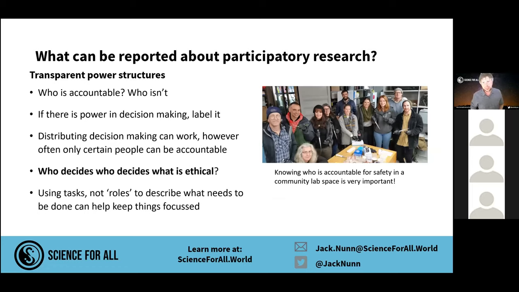Other things that can be reported about participatory research that's relevant to citizen science: who's accountable, who isn't. And if there is power in decision-making, for example, on redacting data, label it. Just say, this person makes this decision. And distributing decision-making can work. Participatory action research is difficult. It can work, but for some things, for Science for All, I've learned, for example, that at the end of the day, my signature is on the grant, and I'm legally accountable to deliver on that. So at certain things it works to distribute. Other times, one has to just make decisions and direct things.